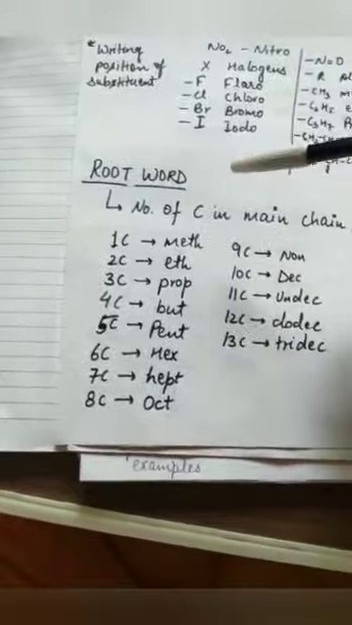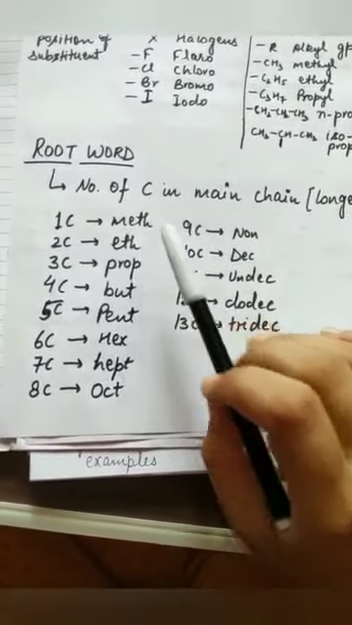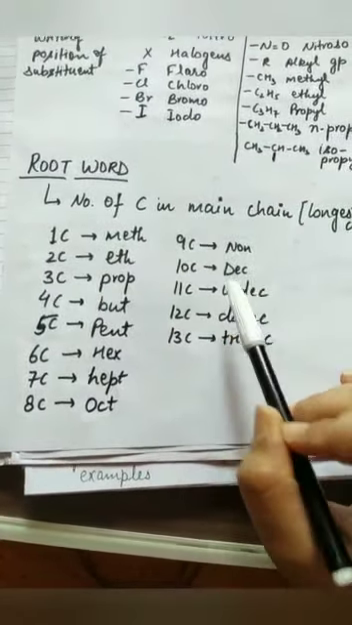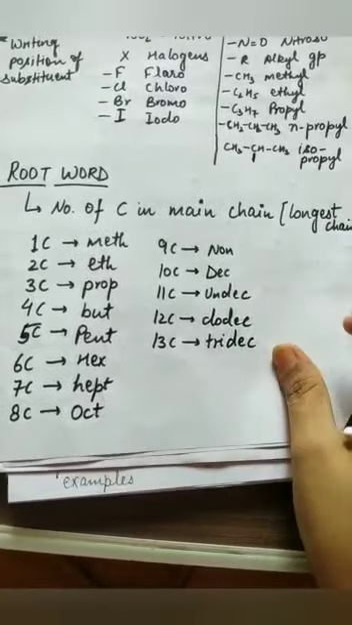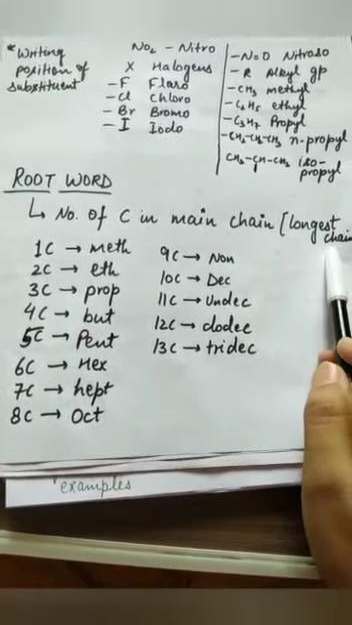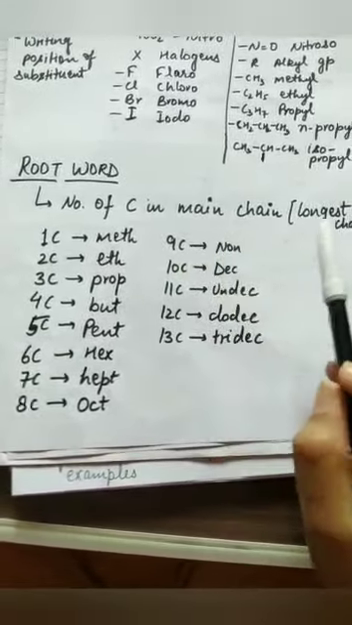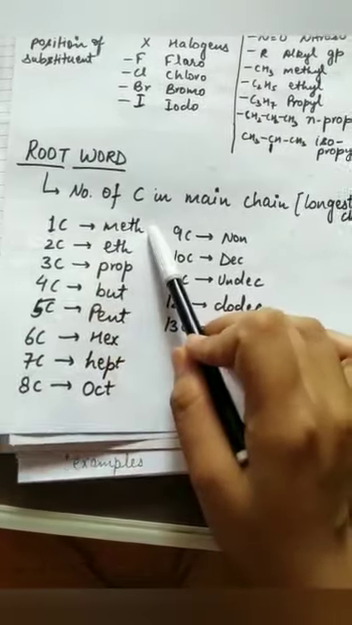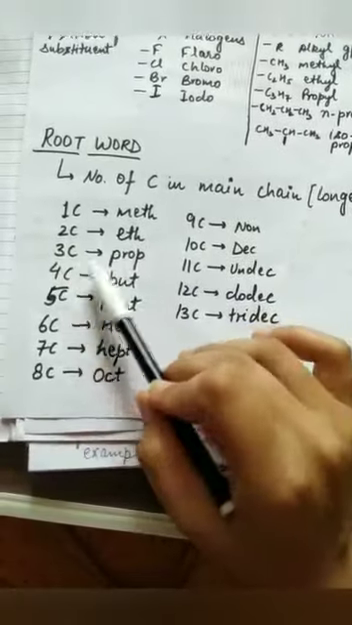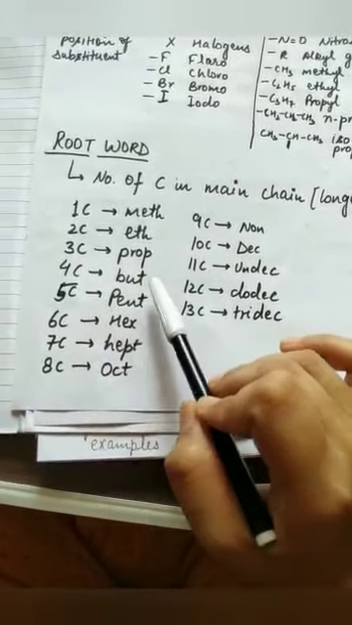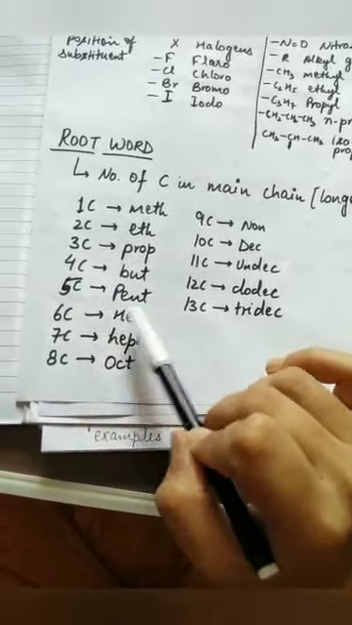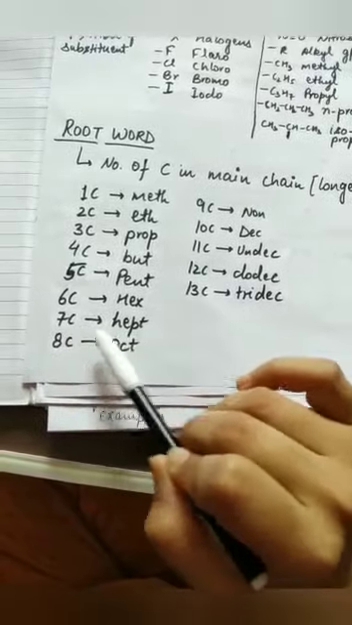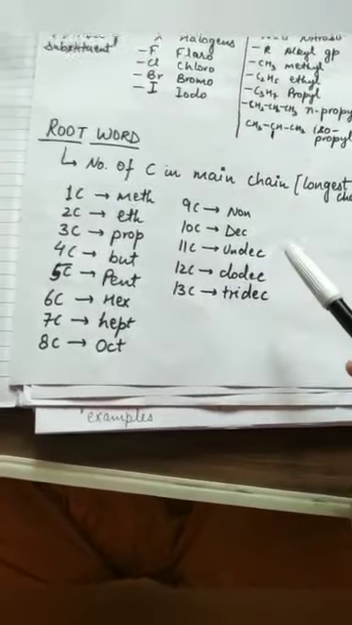Okay. Next is root word. Now the number of carbon in main chain gives you the root word. You have to select the longest chain, and the number of carbon in the longest chain gives you the root word. If one carbon is present, meth, 2 carbon, eth, 3 carbon, prop, 4 carbon, but, 5 carbon pent, 6 carbon hex, 7 carbon hept, and so on. It goes on.